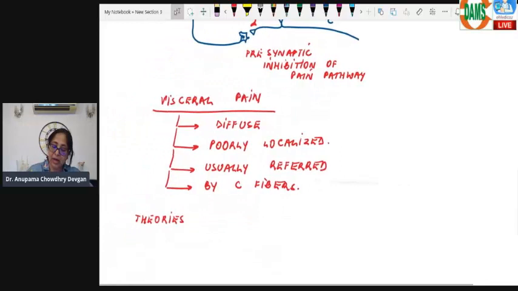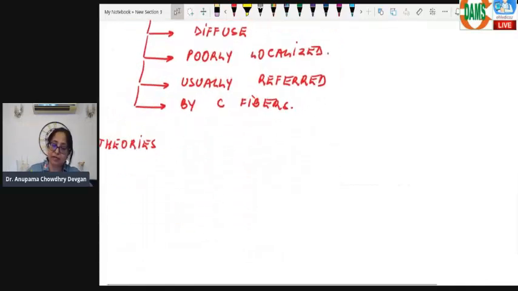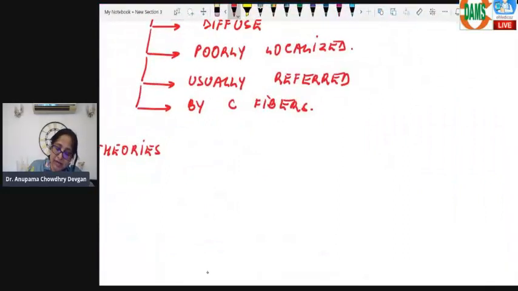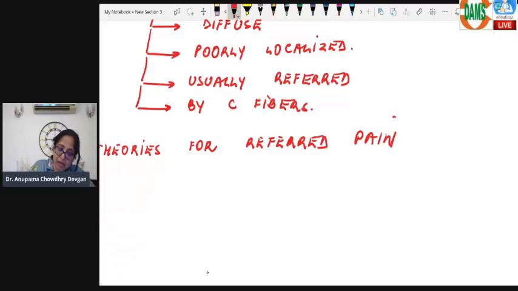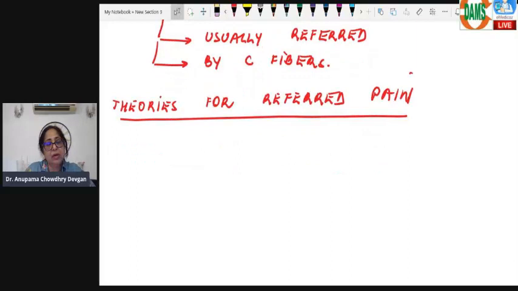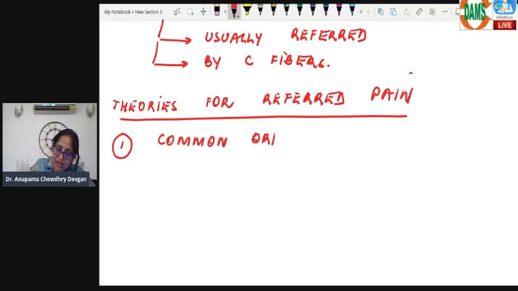Okay. Now, what are the theories for referred pain? Let's try and do that. Why does the visceral pain get referred? Right? Now, what are the theories for referred pain? The first theory for referred pain: there is a common origin. Why does the pain get referred to a particular area?